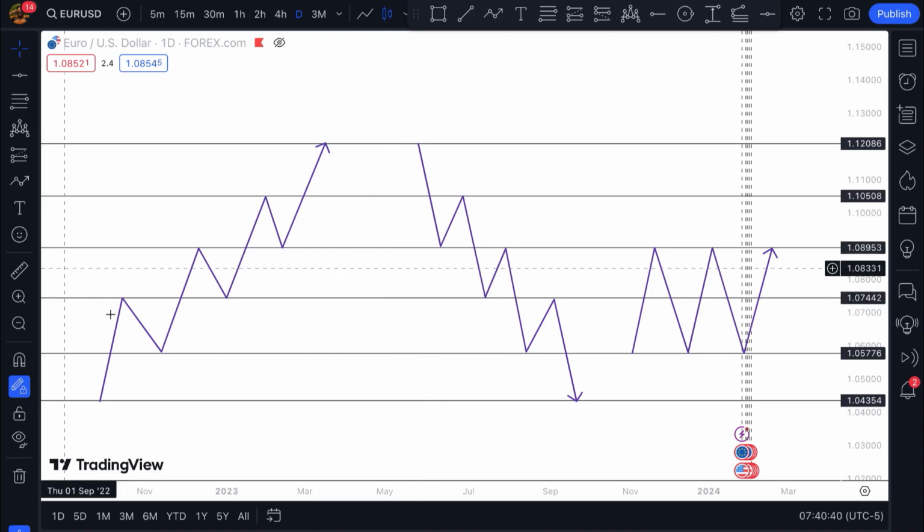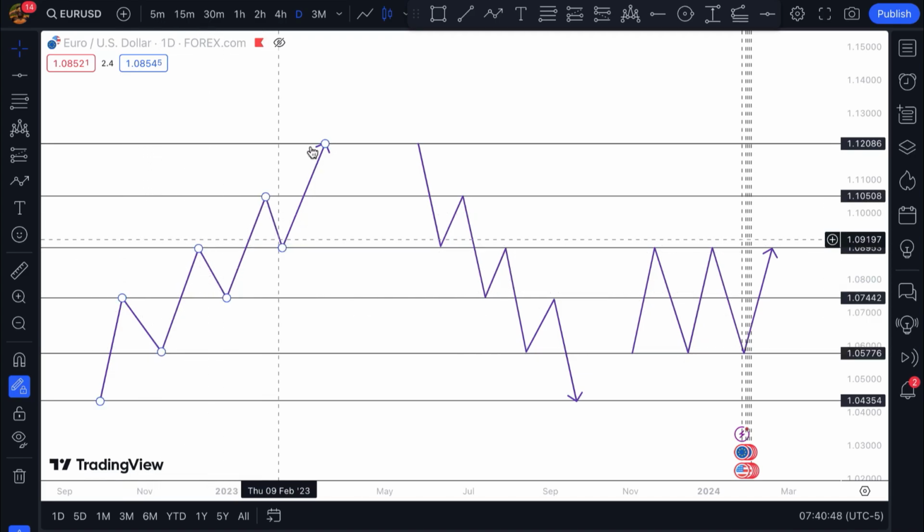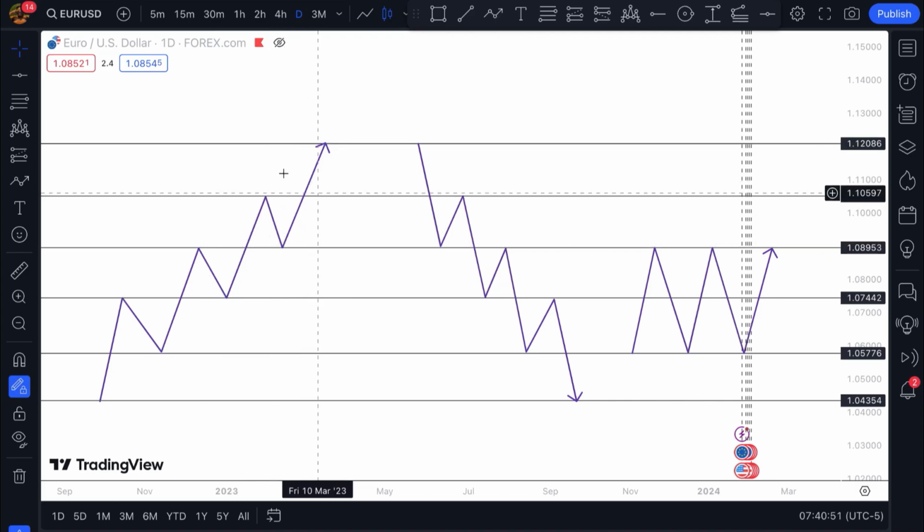An uptrend is made up of a series of higher highs and higher lows. Higher high, higher low. A high that is higher than the previous one and a higher low.